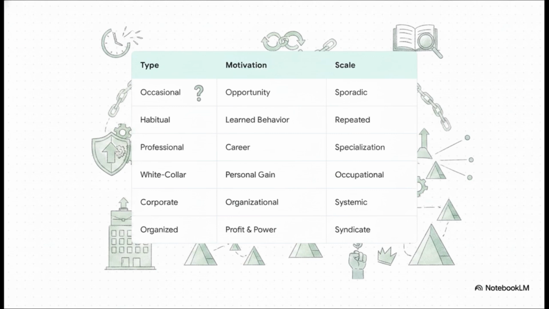The occasional criminal offends sporadically due to a situational opportunity. The habitual criminal is driven by learned behavior, repeatedly reoffending. The professional criminal views crime as a career with deep expertise. Moving up the ladder of power, the white-collar criminal leverages occupational status for personal gain, while the corporate offender commits systematic misconduct to benefit their company. And finally, organized crime operates as a highly structured syndicate enterprise. If you're tested on this, remember to distinguish these categories not just by the act itself, but by the intent and organizational structure behind it.